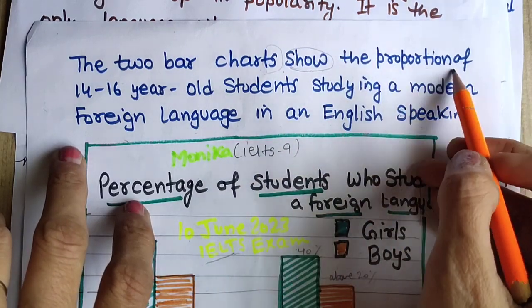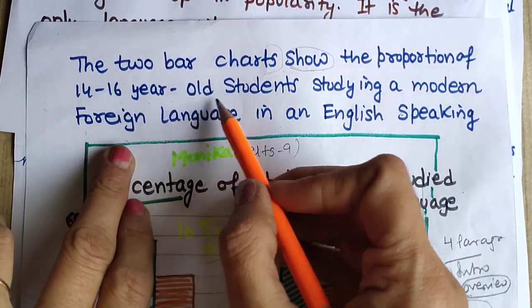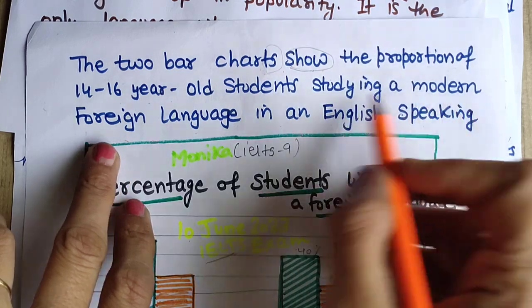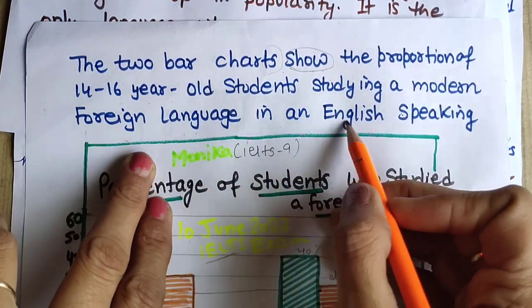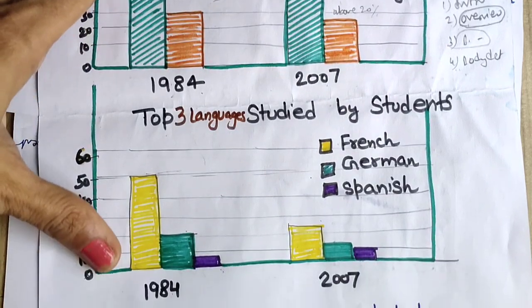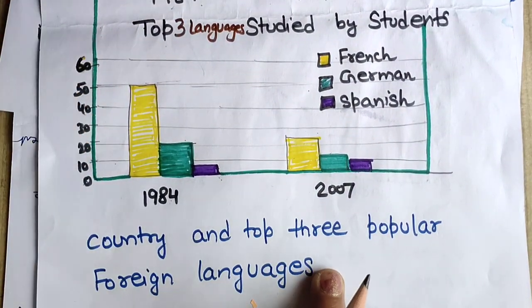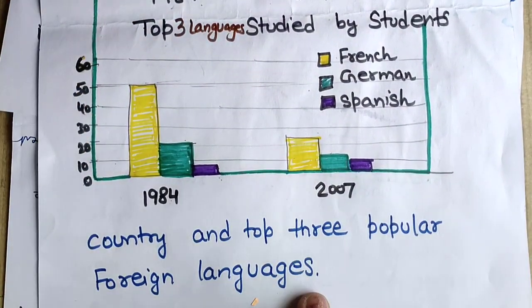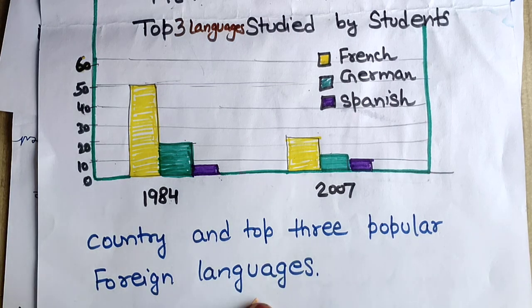Depict the proportion, the percentage of 14-16 year old students studying a modern foreign language in an English speaking country, and top 3 popular foreign languages. So this is the question. I will show you my introduction. Okay, let's go to the introduction.